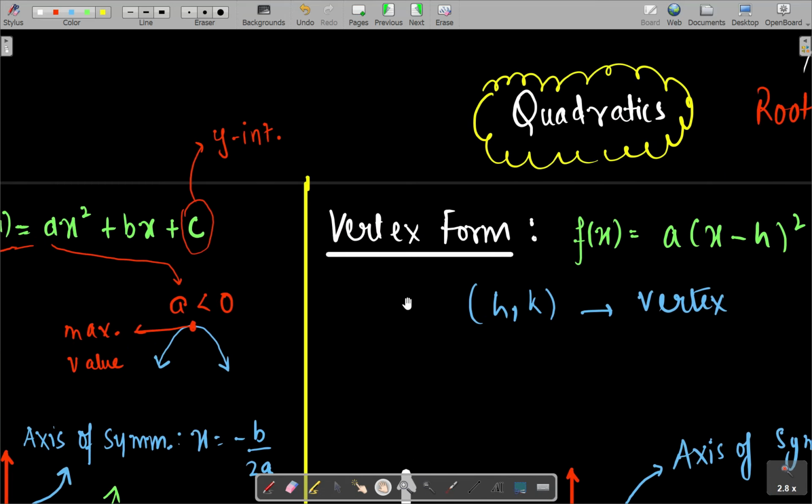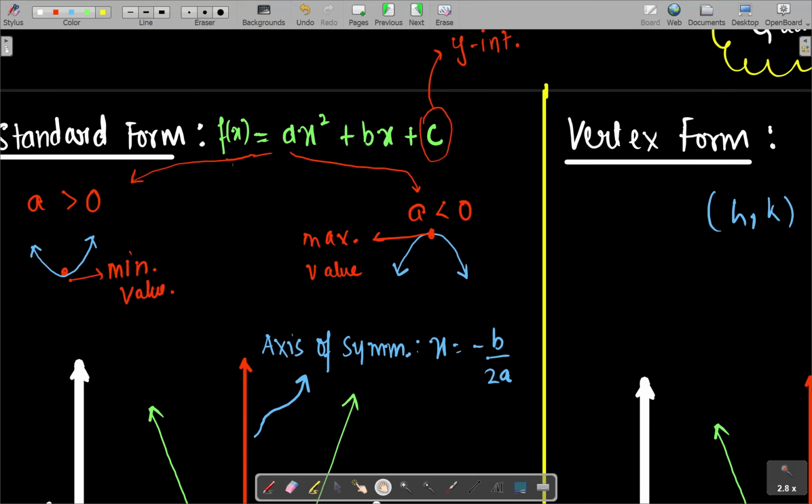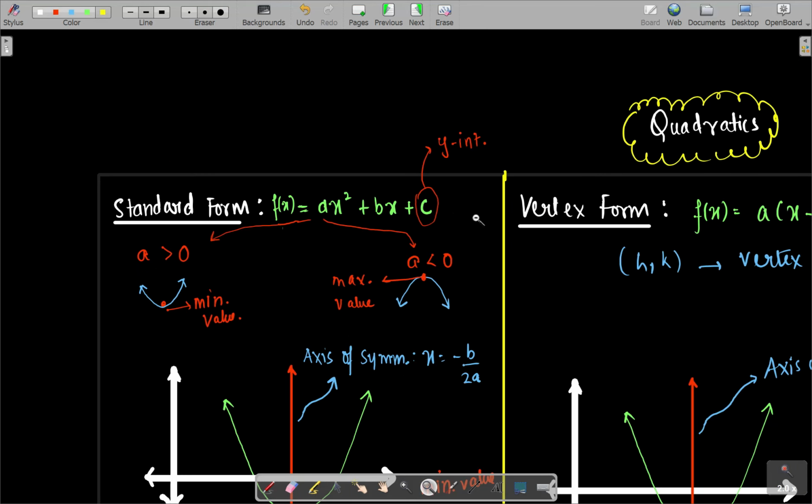Next, for quadratics, you should know there are three forms for equation of a quadratic function. The first form is called the standard form. The standard form is f of x is equal to ax squared plus bx plus c. That's the standard form of a quadratic function.